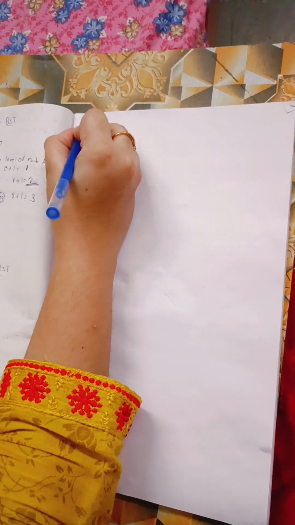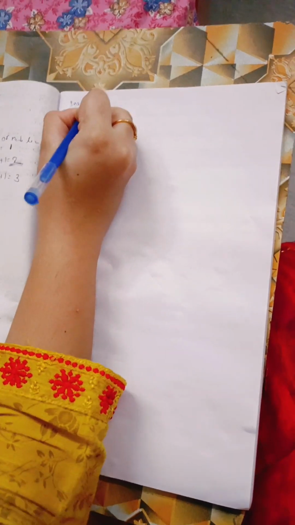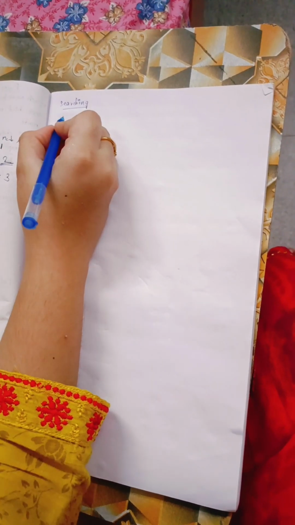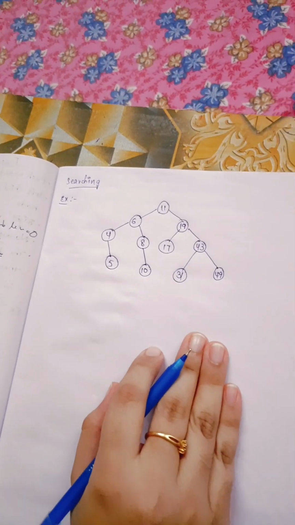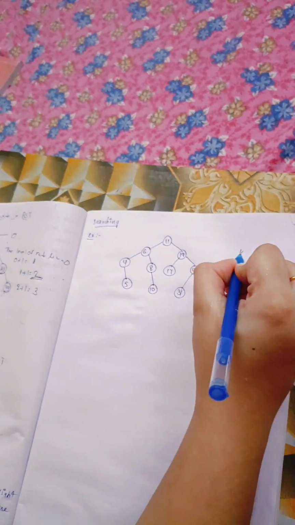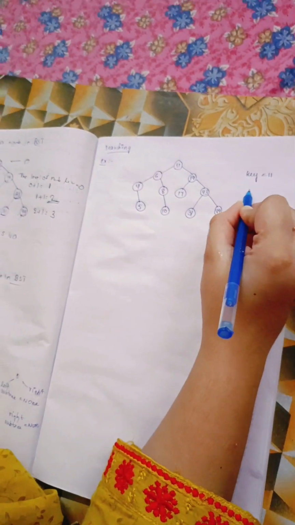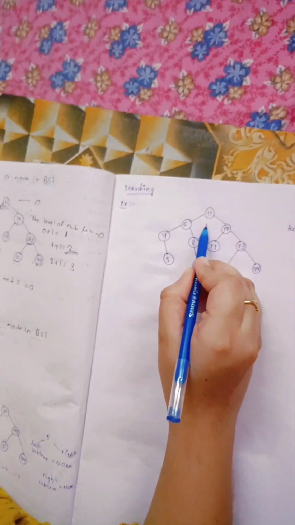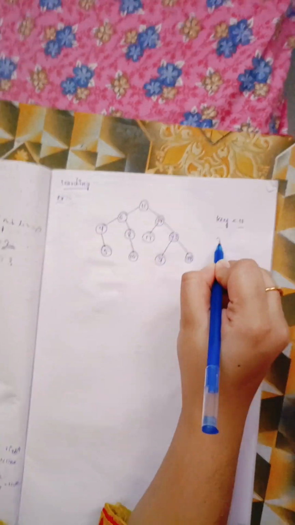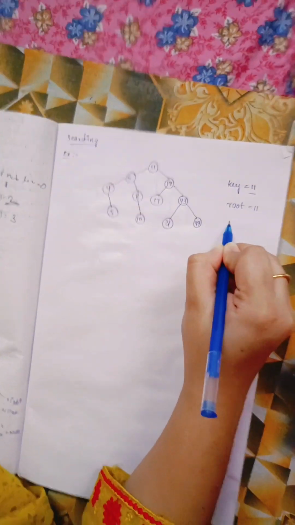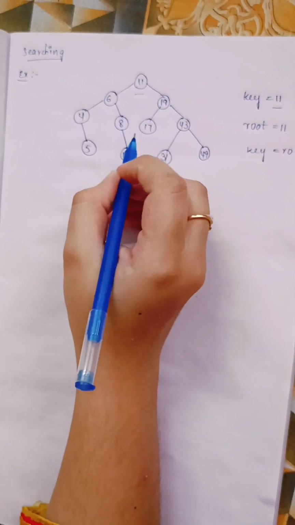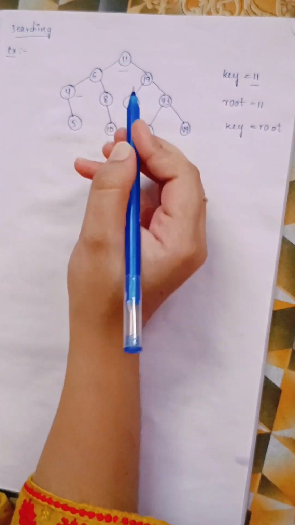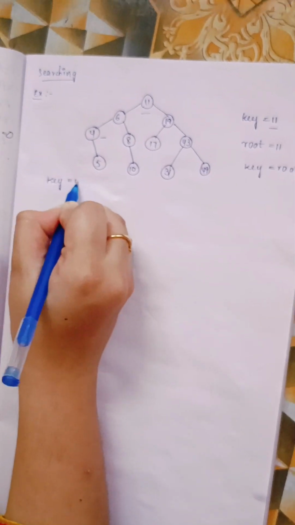So the next topic is searching. Consider an example. Now in this example, if we want to search for an element, consider the key is equal to 11. First check 11 with the root node. The root node is equal to 11. So the key is equal to the root node, so we have found the key.